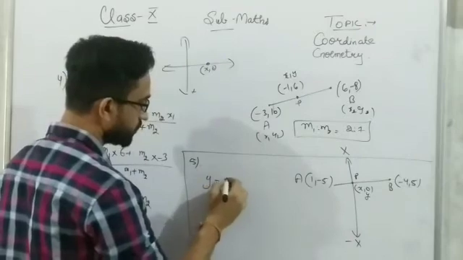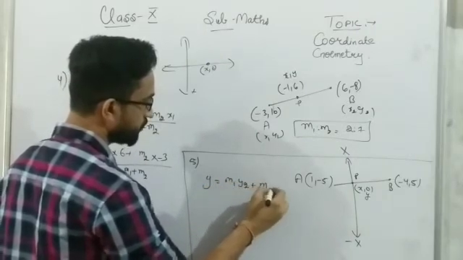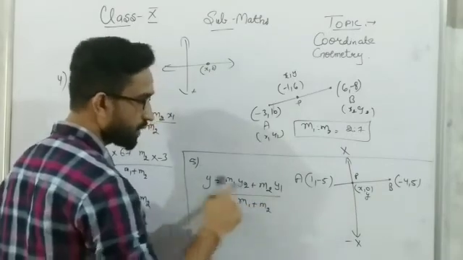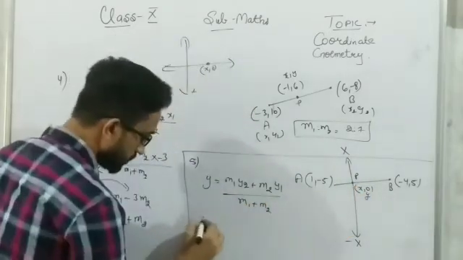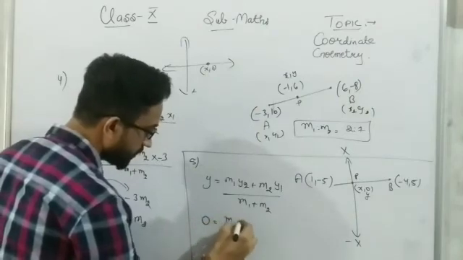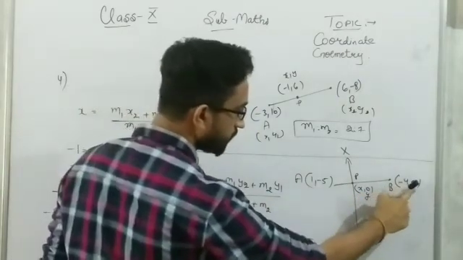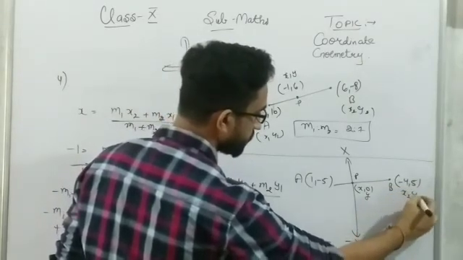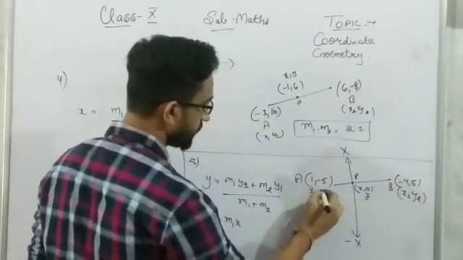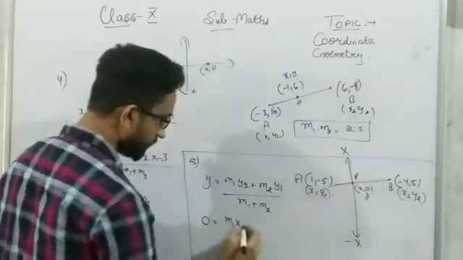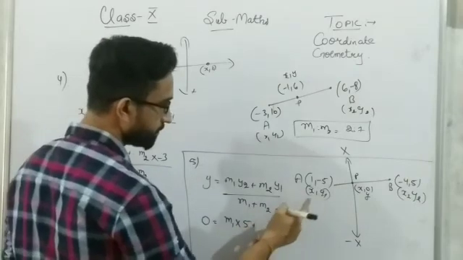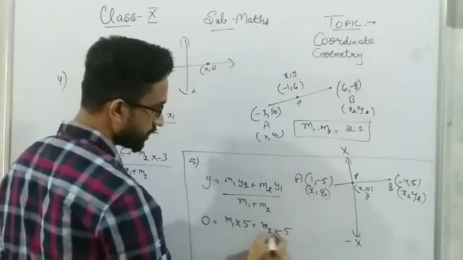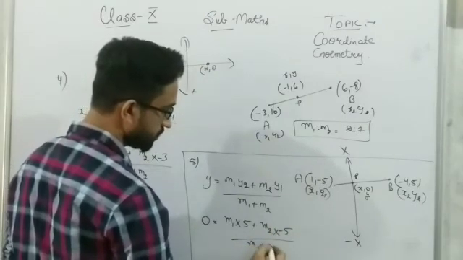We have y is equal to (m1 y2 + m2 y1) upon (m1 + m2), and y is 0 given here. So 0 is equal to m1, we don't know, y2 that will be 5. This is our x2, y2. This is our x1, y1. So y2 is 5 here, plus m2, we don't know, into y1, that is -5, upon m1 + m2.